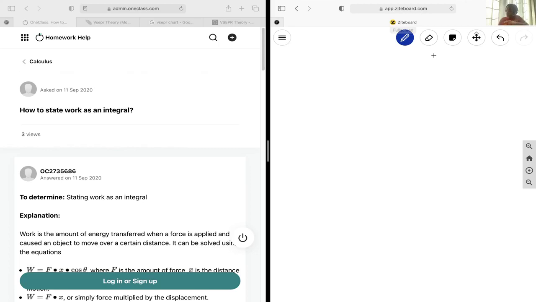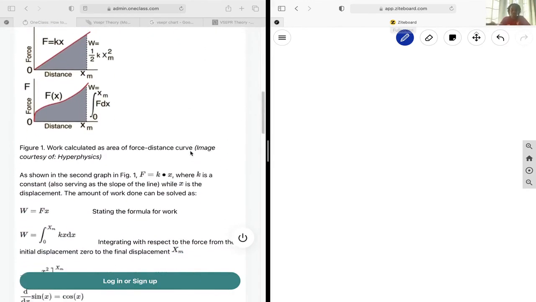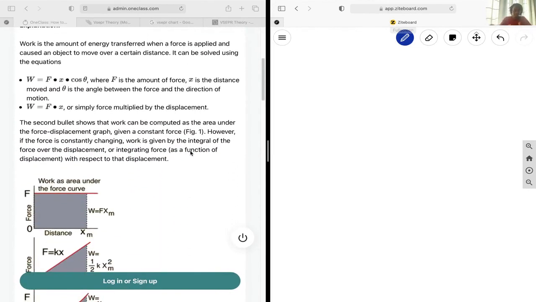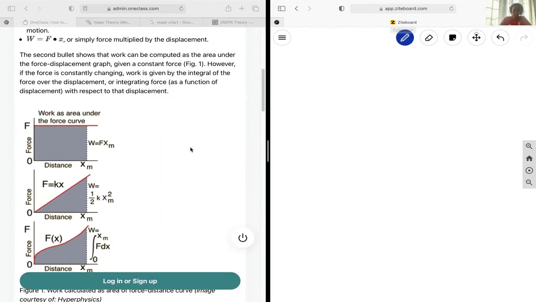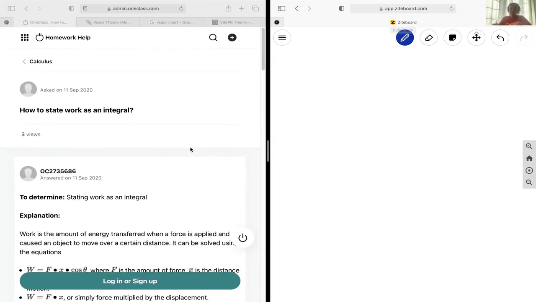Okay, for our next question, we want to figure out how to state work as an integral. The answer given here is the calculus 1 method. I'm going to show you how to derive this fact. And in calculus theory, you're not going to assume that f of x is equal to kx in any form or manner. We're just going to take f of x as f of x.